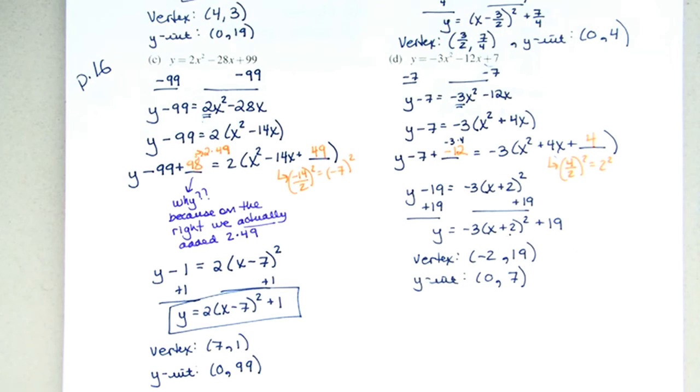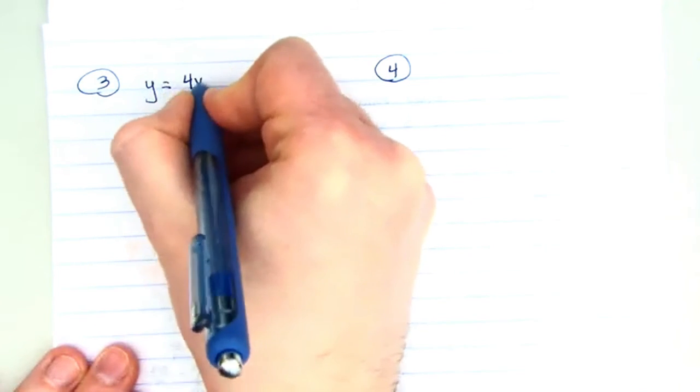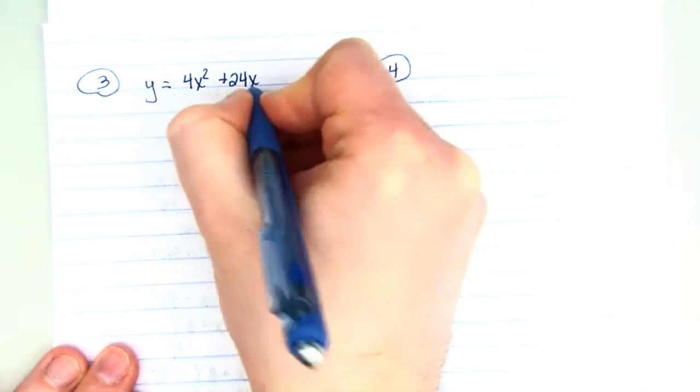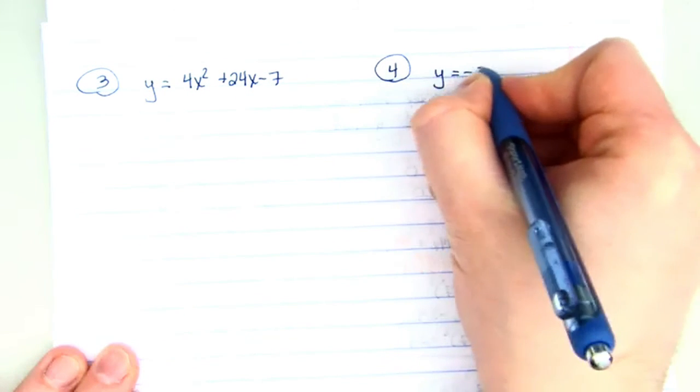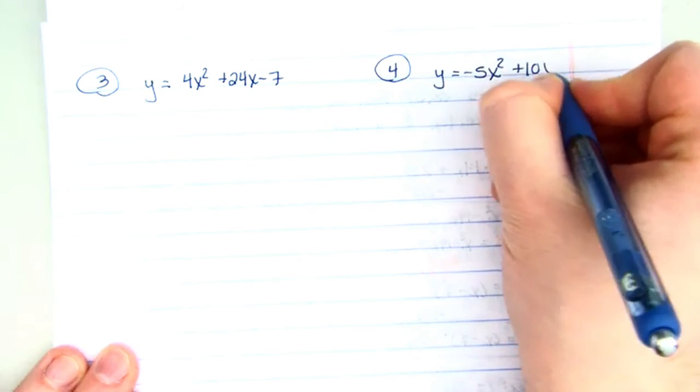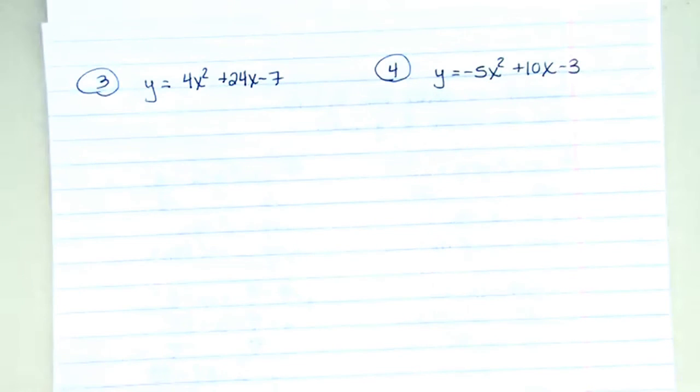I'm going to pause for a moment if you need to copy any of this down. And then I want you to try 2 of these, again on a blank piece of paper, so you can get a little bit of practice before moving into the homework. Same directions as last time. We're going to convert and then tell the vertex and the y-intercept. Try y equals 4x squared plus 24x minus 7, and y equals negative 5x squared plus 10x minus 3. See what you can do with those, and push continue when you're ready to see me work through them.